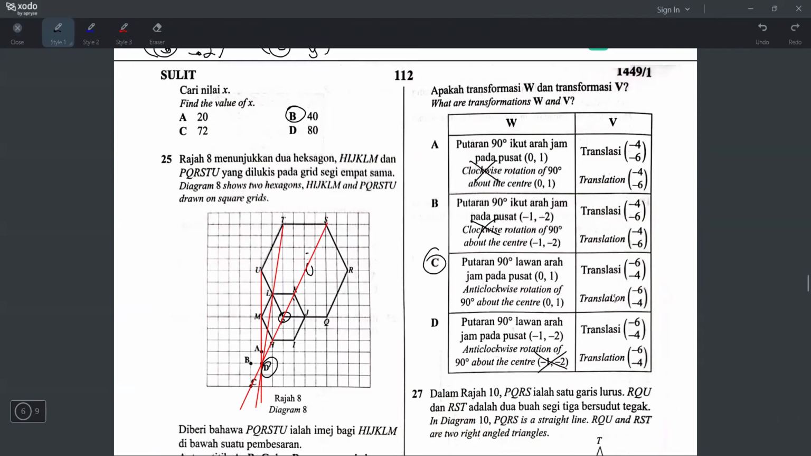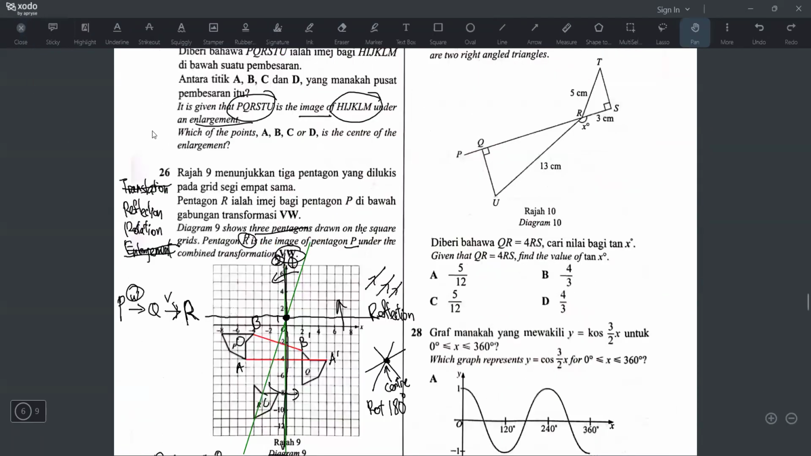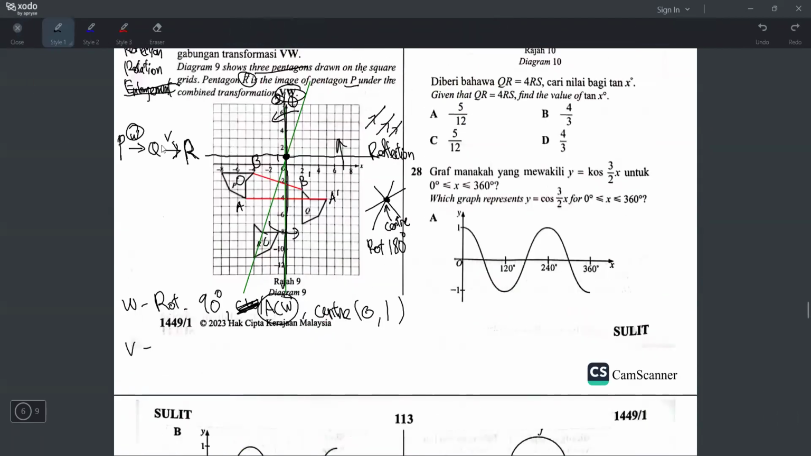For V, they say translation -6, -4. Let me prove it for you too. So translation, V is from Q to R. So from Q to R, yes, this one is the translation. So from Q to R, not R to Q. So don't count like this. If you count like this, it is wrong, because it's Q to R. That's why you have to write it down properly. From Q to R, not R to Q.